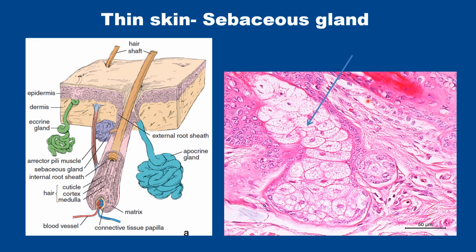Here we have tried to take a section of the erector pili muscle also. Some muscle fibers are visible. So this is the erector pili muscle, and this is the root sheath. Actually, this is the hair follicle, or the terminal part or small part of the hair follicle is in here.